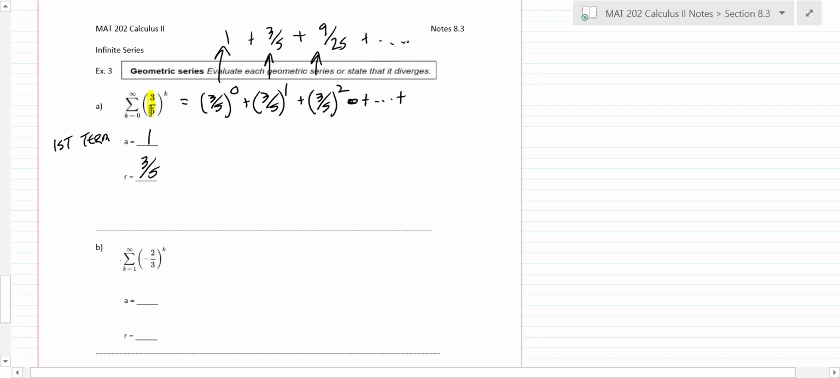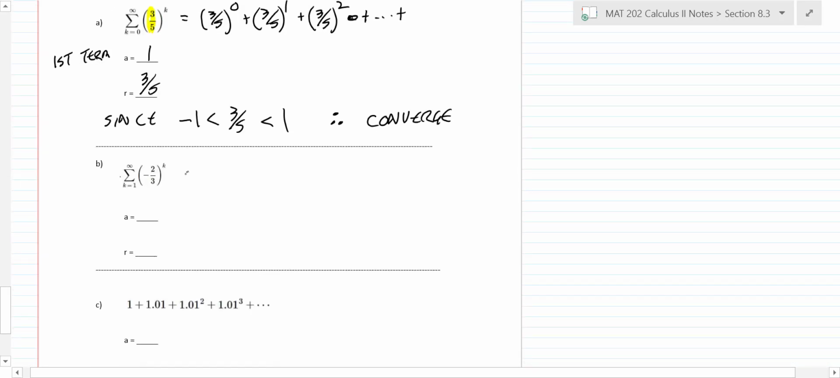Okay. Now, can you tell me if this converges or diverges? Remember, it all depends on what R is. That converges. How come? It's between -1 and 1. Good. So since R is between -1 and 1, we would say, therefore, this one is going to converge. We're not interested in finding out what that value is yet. We're just interested in whether it converges or diverges. Okay, that's it.